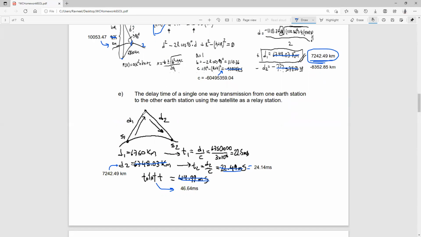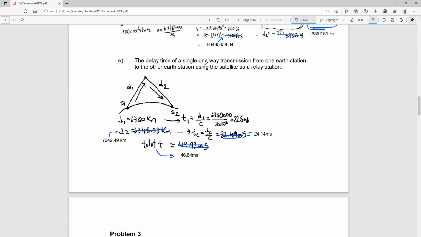And then the message will travel from the satellite to station 2, that is going to be T2. So T2 is basically given by D2 upon C. In this particular case, my distance 2 is 7,242.49 times 10 to the power of 3 divided by C, that is 3 times 10 to the power of 8. You will be getting 24.14 milliseconds. Since it's a single one-way transmission, it will be just the message traveling from S1 to S2. So you just need to total T1 plus T2. So you'll be getting 46.64 milliseconds, right?